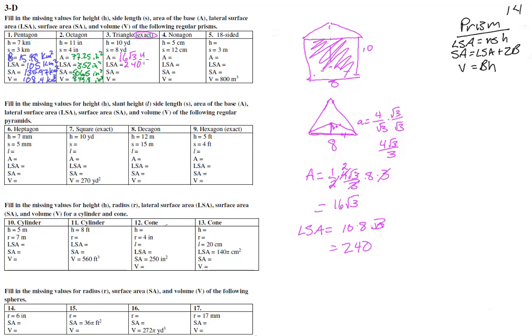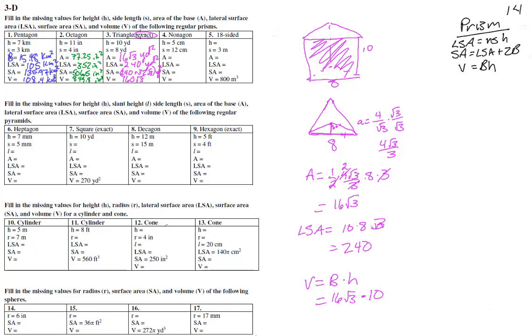Now notice that these are areas, so these are yards squared. And so the whole surface area is 240 plus 2 of these, so plus 32 square roots of 3, and that's all yards squared. Okay, and the volume. We're going to take the area of the base times the height, so we're going to get 16 square roots of 3 times the height is 10, so 160 square roots of 3.